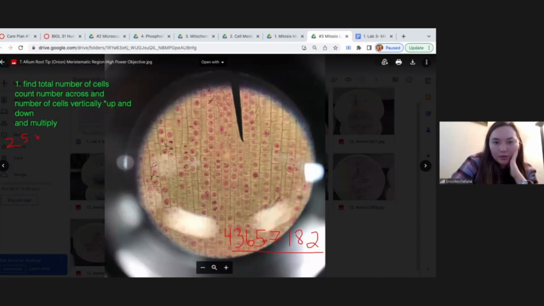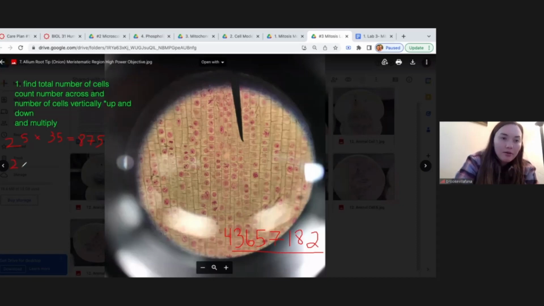And what about across? 1, 10, 30. I think that 35 are across. So I'm going to multiply 25 by 35, and I get 875. So 875 is the total number of cells.